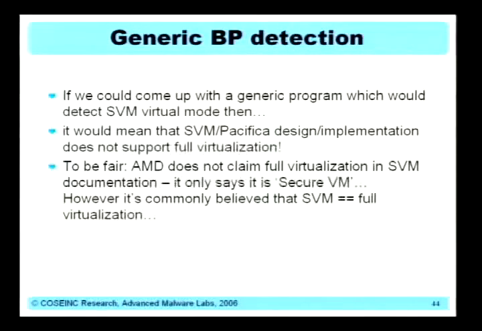It might be possible. Pacifica might be "buggy". I say "buggy" in apostrophes just because AMD documentation doesn't really say that they offer 100% virtualization. They only talk about secure virtual machine. But still, everybody believes that hardware virtualization can be used for full virtualization. And if we had a way to create a program which would behave differently inside VM and outside VM, this would mean that actually we don't have a full virtualization, right?